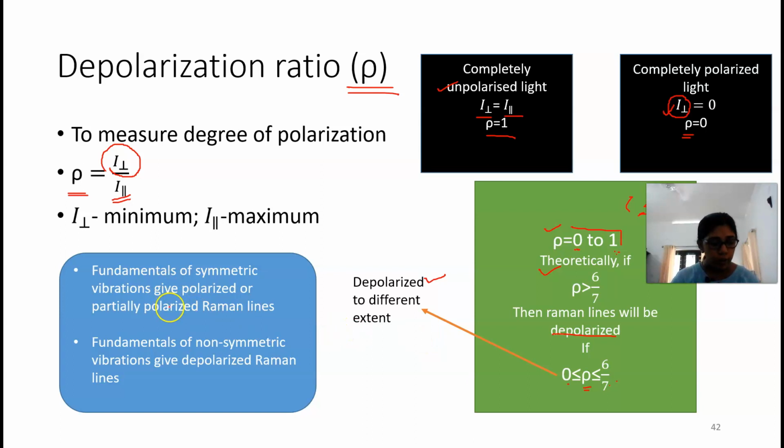So from this, the importance of depolarization ratio is that some basic things regarding the depolarization ratio are that the fundamentals of symmetric vibration give polarized or partially polarized Raman lines. Fundamentals of non-symmetric vibration give depolarized Raman lines. So if you have a symmetric vibration, the corresponding Raman lines will be polarized or partially polarized.